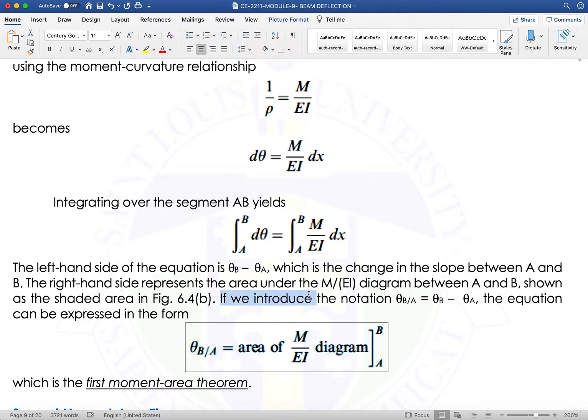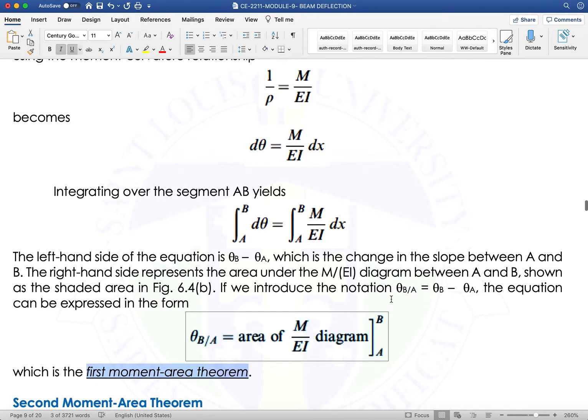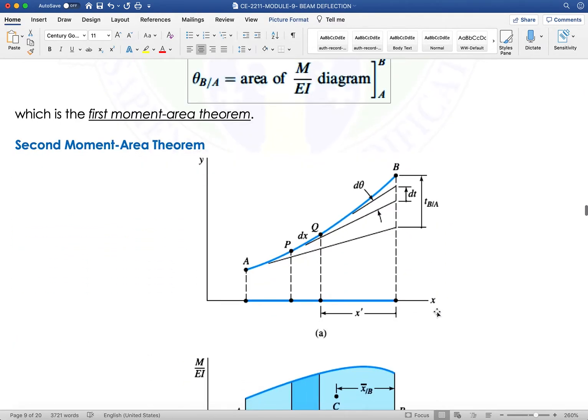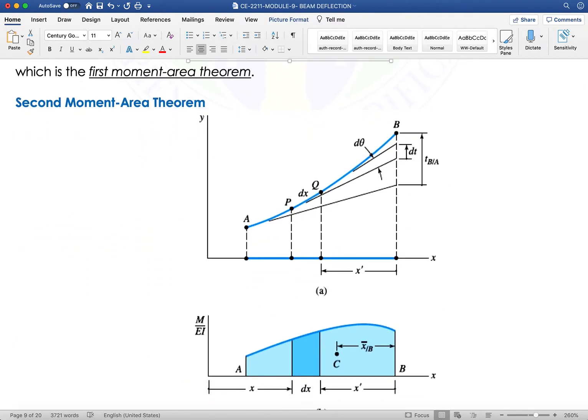If we introduce the notation theta B with respect to A, equivalent to theta B minus theta A, the expression can be written as theta B with respect to A is equivalent to the area of the M over EI diagram evaluated from A to B. So this is the first moment area theorem. This is our first equation. Next is the second moment area theorem.